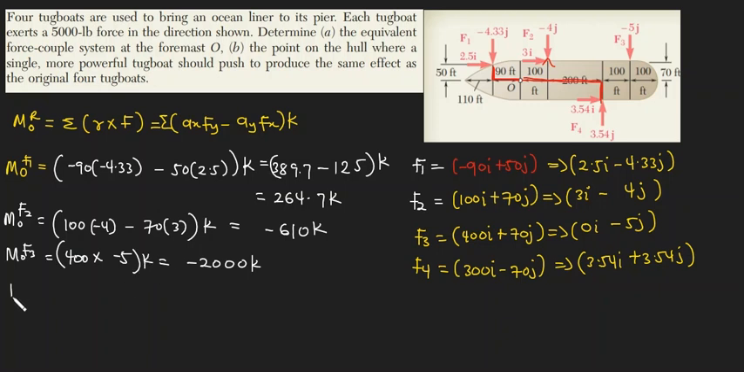So let's look at the last one also. For the last one, we are going to have 300 multiplying 3.54, minus 70 multiplying 3.54. So let's simplify this and see what you are going to get. So we have 300 multiplying 3.54, minus 70 times 3.54.